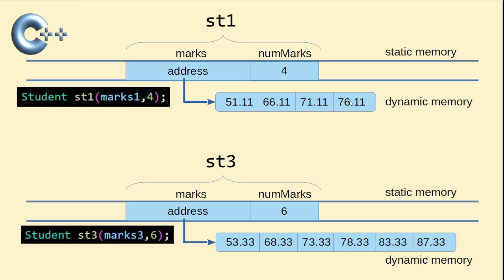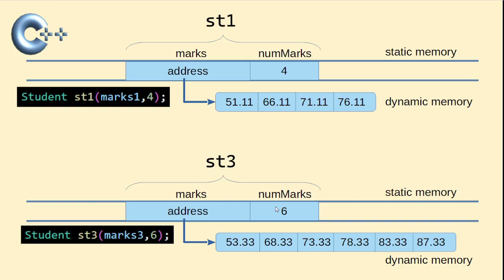the content of the max1 array is actually copied: 51.11, 66.11, 71.11, 76.11, and the max is pointing to that dynamic memory space. So this entire memory belongs to the st1 object, and when the st3 object creation statement is executed, it receives the max3 array, which contains 6 values.